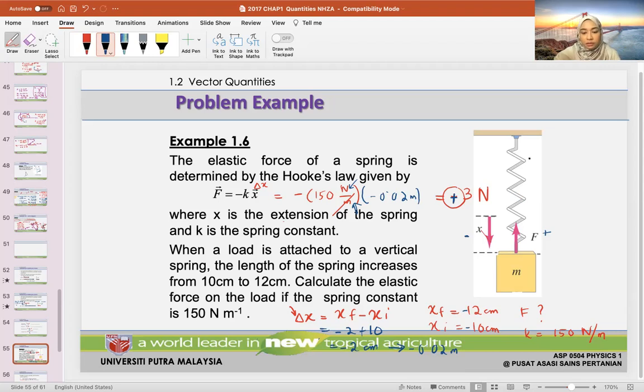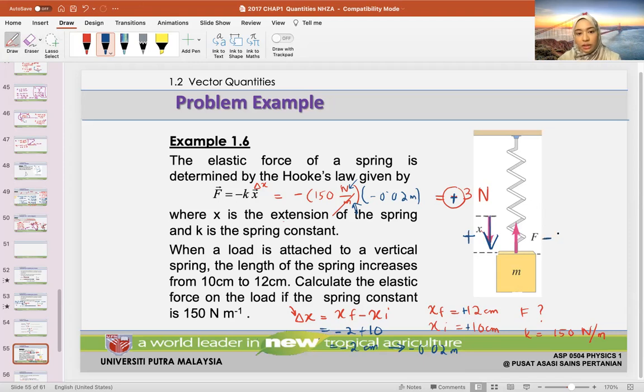Okay. So what happened? Let me do a recap now. In the first way I defined, the first time that I talked about this problem, I said 12 centimeter was a positive, 10 centimeter was a positive. 12 dengan 10 ni dua-dua saya letak positif, which meant that I said going down is a positive. Okay, so I said going down is a positive, going up is a negative.